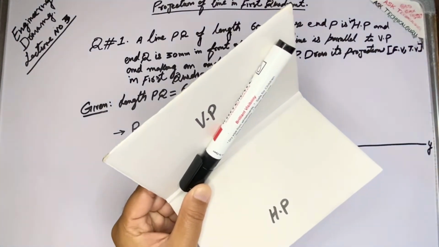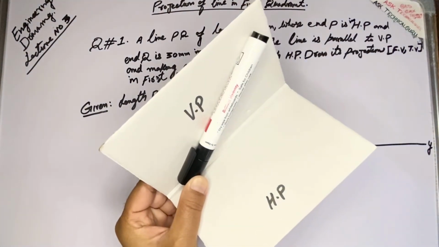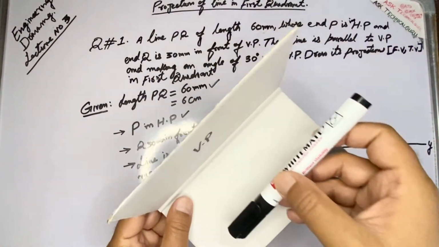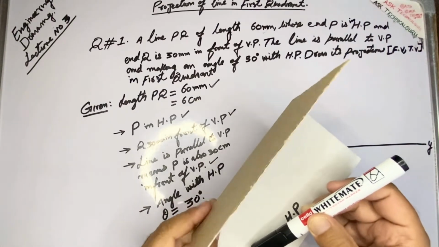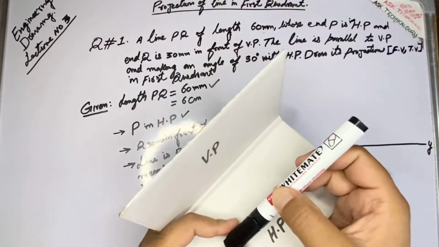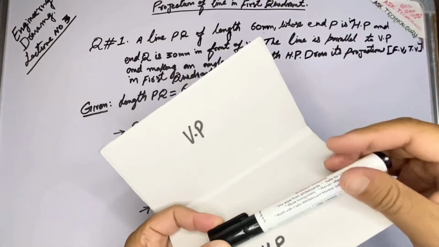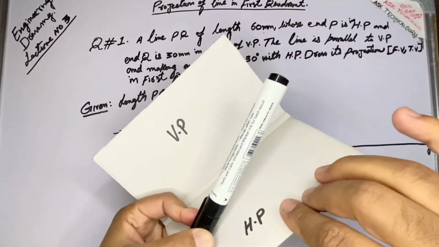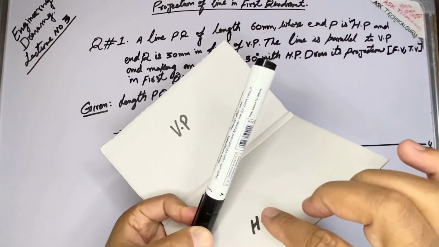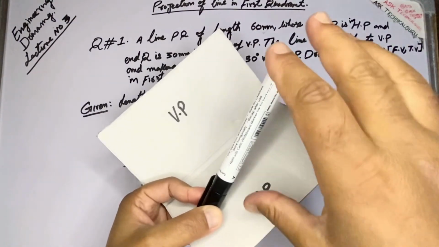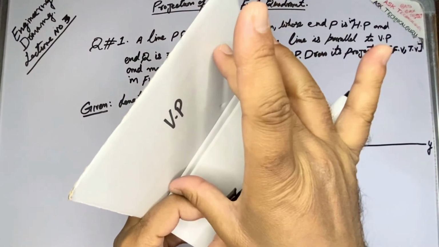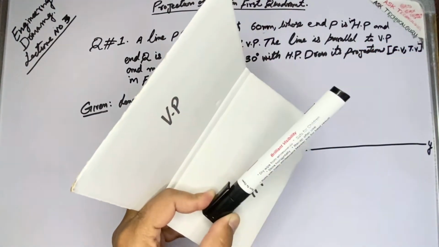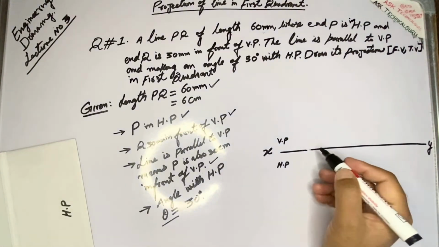This will become its front view. Okay, so we will not be able to see its distance, how much it is away from VP. We will be able to only see, imagine like this, its length and angle, but its projections, meaning if we put light from here, its shadow will fall on VP. That's its front view. Okay, let us draw first of all its front view.